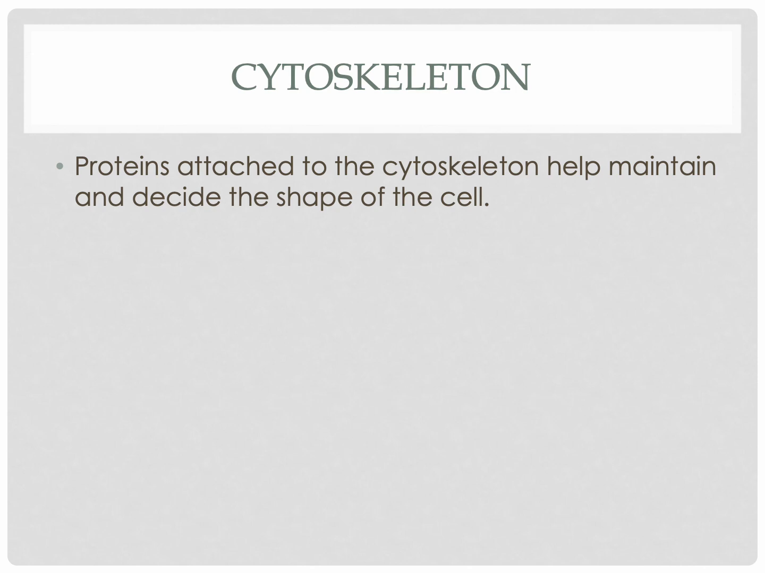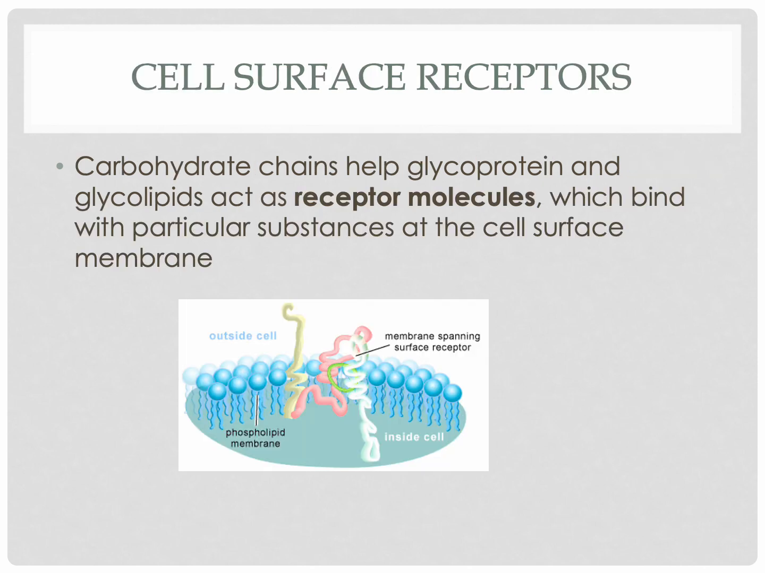Within the cytoskeleton, there are proteins attached to the cytoskeleton that help maintain and decide the shape of the cell. Carbohydrate chains help glycoproteins and glycolipids act as receptor molecules, which bind with particular substances at the cell's surface membrane.